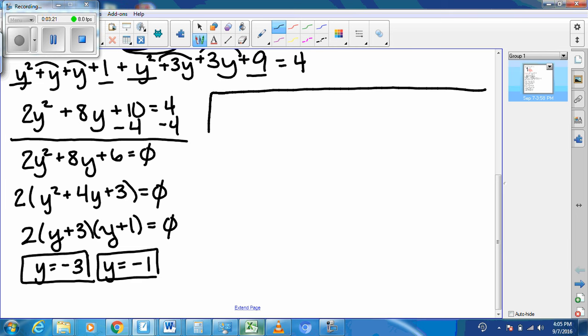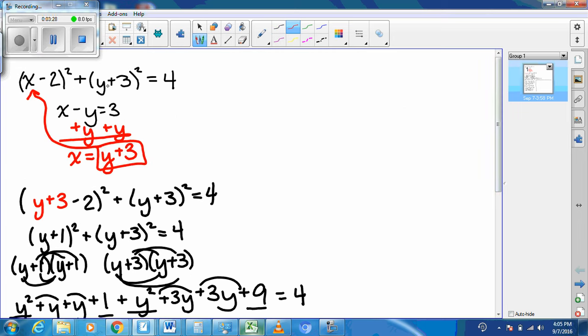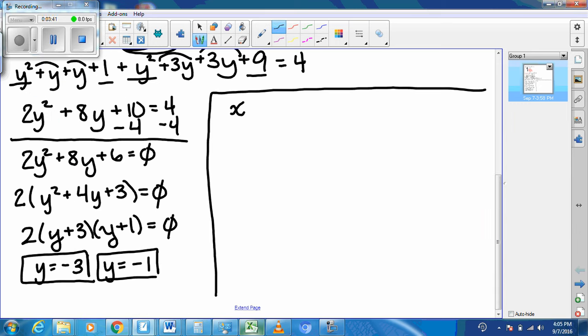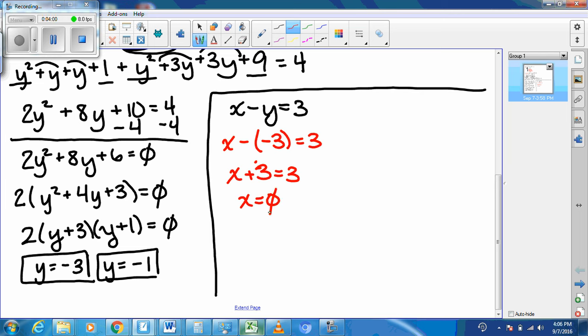I'm going to create myself a little box over here. What we need to do now is use those y values and plug them back into one of the original equations. It does not matter which, but of the two up there, you need to choose one of them. I'm going to use the second one because it involves less squaring. So x minus y equals 3. Well, I know that y is equal to negative 3. So I'm going to plug in negative 3. x minus negative 3 is equal to 3. This turns into x plus 3 is equal to 3. Subtract 3 from both sides, x is 0. So the coordinate point for that answer is x comma y, 0 comma negative 3.